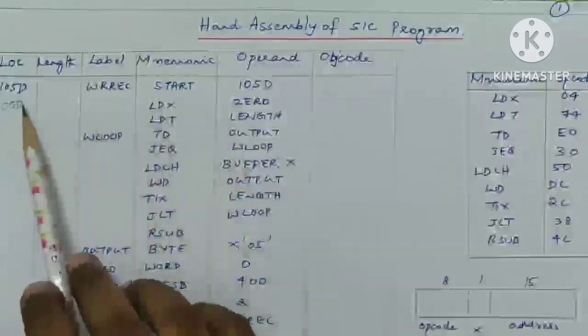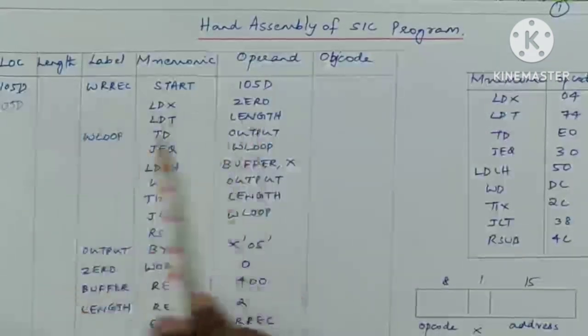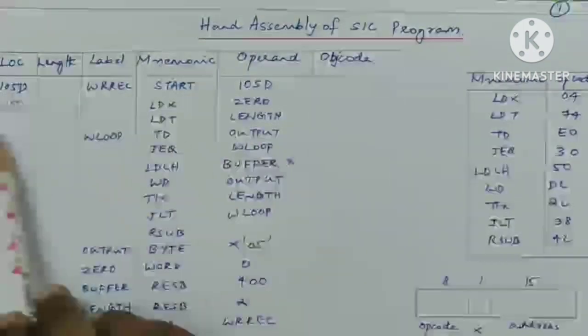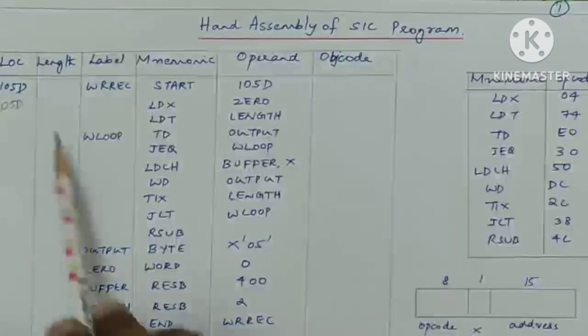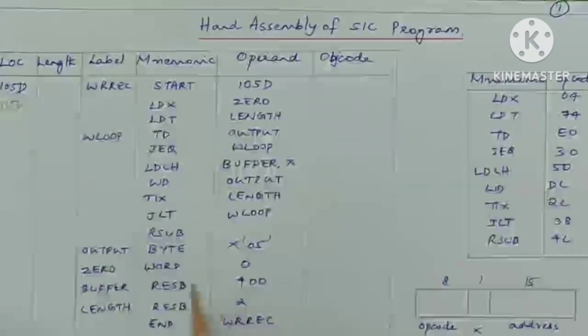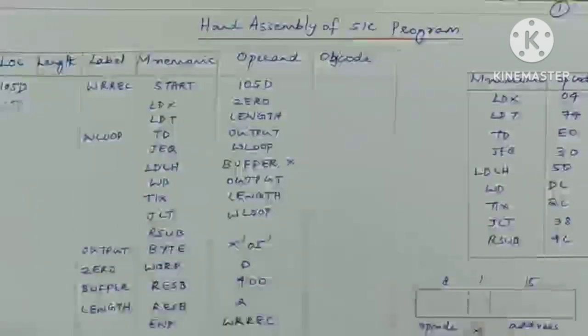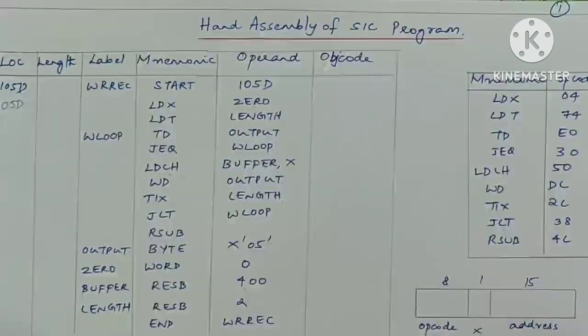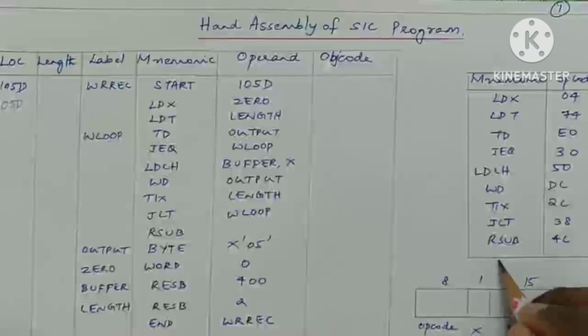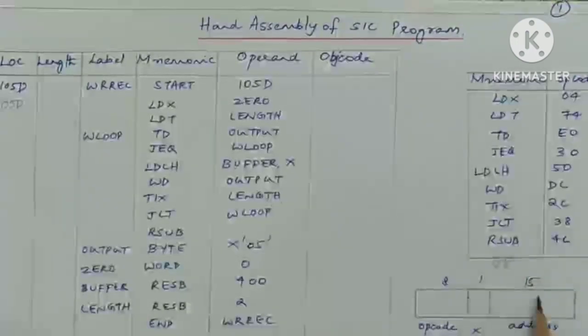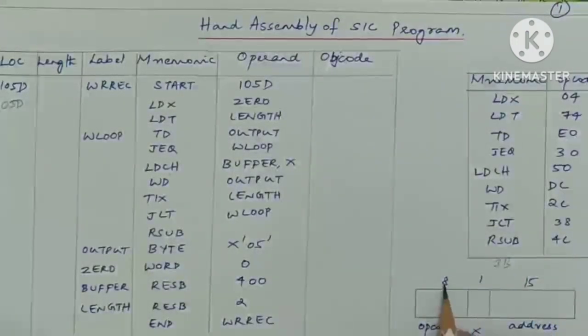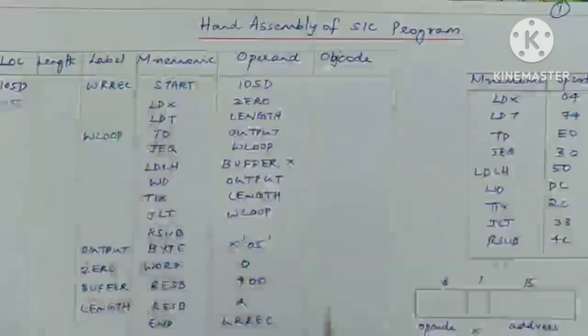Now the address will be added with the length of each instruction to calculate the next address, unless and until you come across an assembler directive. We have only a single format in SIC. So the length of an instruction in SIC is here we have 3 bytes. So 15, 16 plus 8, 24. 24 bits, 3 bytes. So the length of an instruction is going to be 3 bytes.